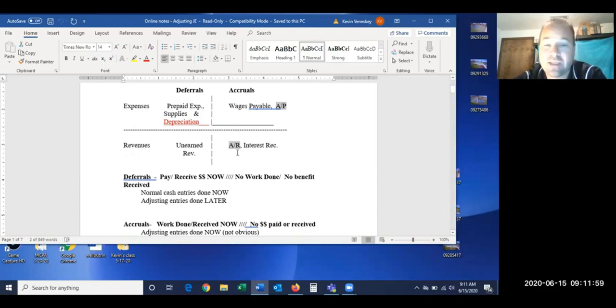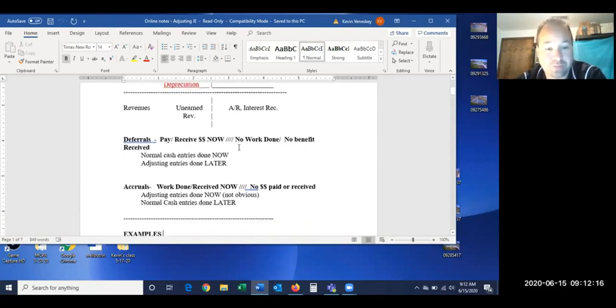Same thing here. We did our job. Accounts receivable, we're going to be receiving money. But we have to record it when it happens, when we completed our job right now. And then when we receive the money, that's at some time later. So that's what an accrual is.